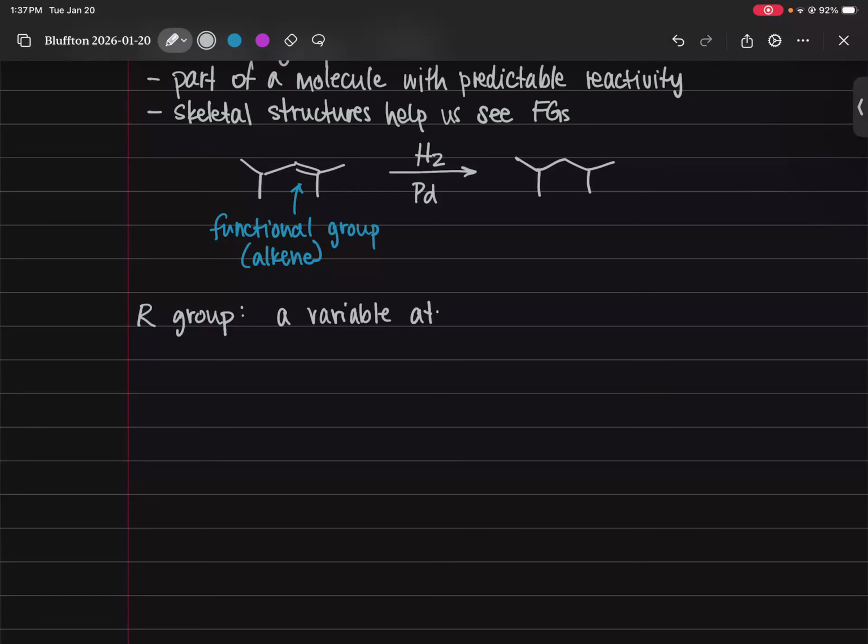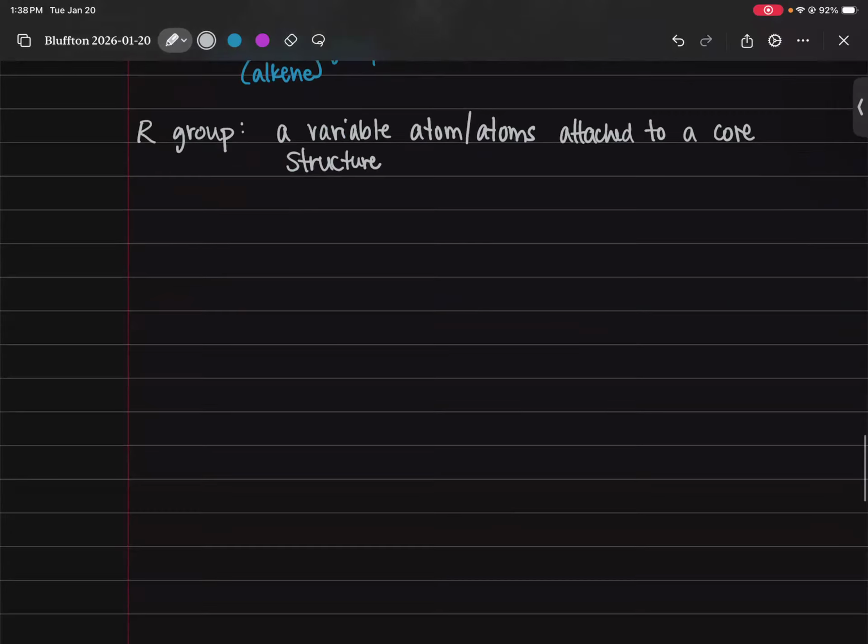And that's a variable atom or atoms. Often it's many atoms. That's attached to a core structure. And generally, if functional groups are the interesting parts of a molecule, the R groups are the boring parts that we don't care about. And we just abbreviate it to R and call it a day. There's certainly some dangers in doing that, because what if your R group is actually doing some reaction and you're ignoring it, but it's a problem? That happens more often than I would like to admit, but it is useful.